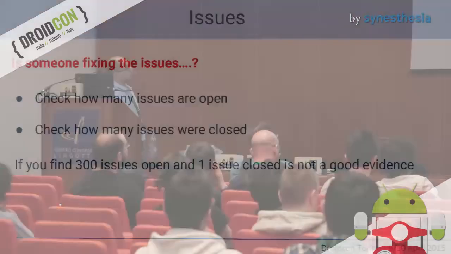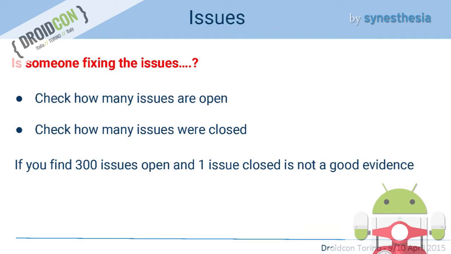Issues. Maybe libraries can be updated often, but you should check if someone is fixing the issues. For example, in GitHub, you can check the number of issues open and closed. If you find 3,300 issues open and only one closed, it's not a good evidence for these libraries. So stay away from this kind of library.